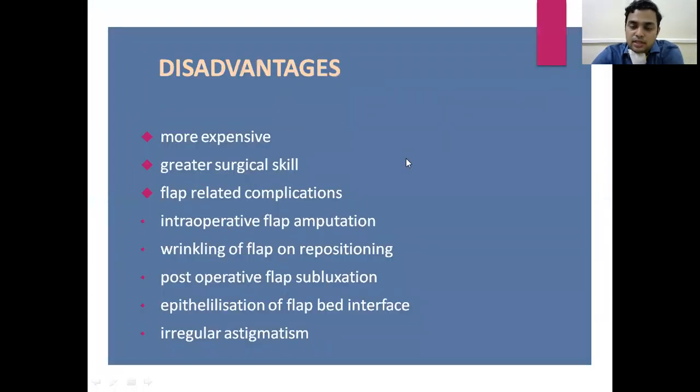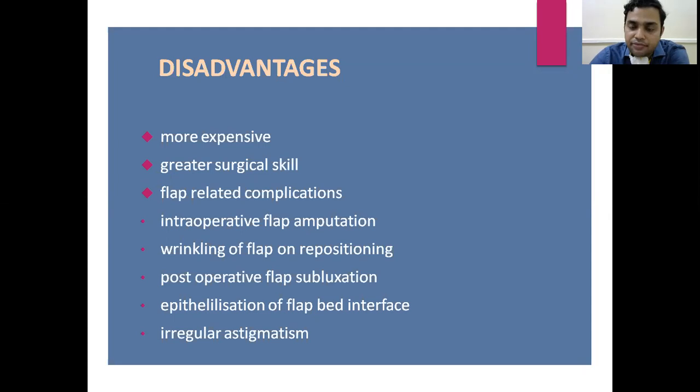So what are the disadvantages of LASIK? It is an expensive procedure, and it requires great skill from the surgeon, but it has some flap-related complications. As we create a flap, there are flap-related complications like intraoperative flap amputation.